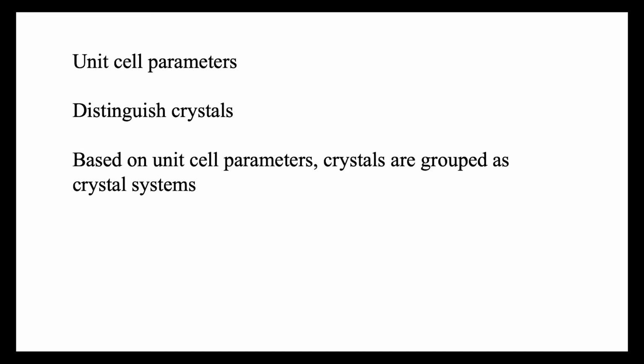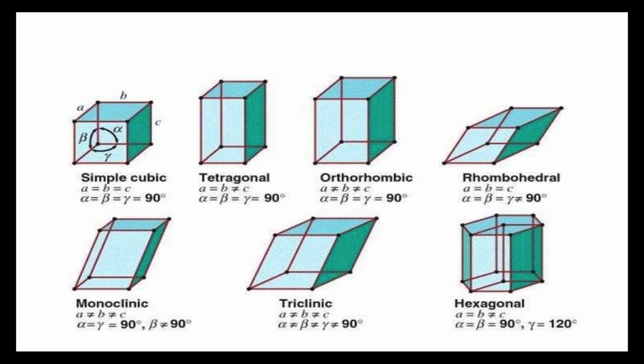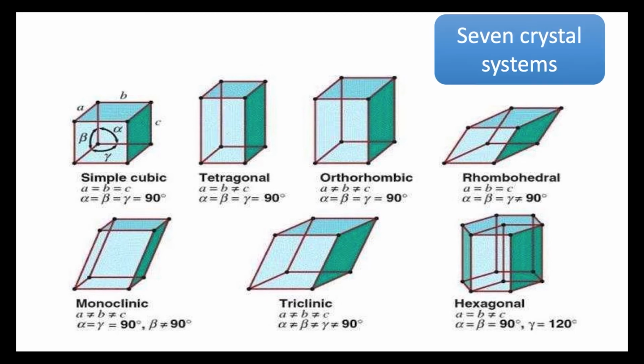Now, let us go back to the unit cell parameters that we have discussed earlier. You have understood that the unit cell parameters distinguish crystals from one another. Based on the unit cell parameters, crystals are grouped as crystal systems. There are 7 crystal systems. They are simple cubic, tetragonal, orthorhombic, rhombohedral, monoclinic, triclinic and hexagonal. The unit cell parameters of each of the systems differ from one another.